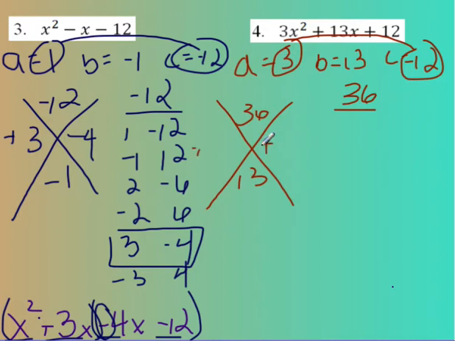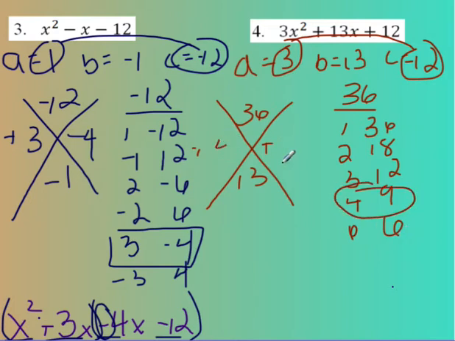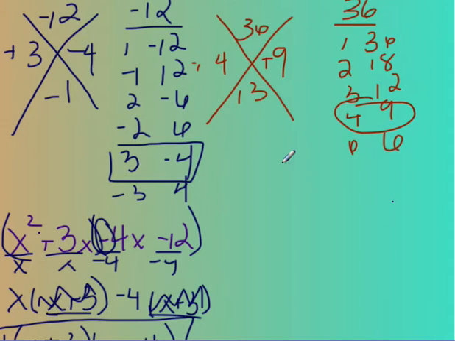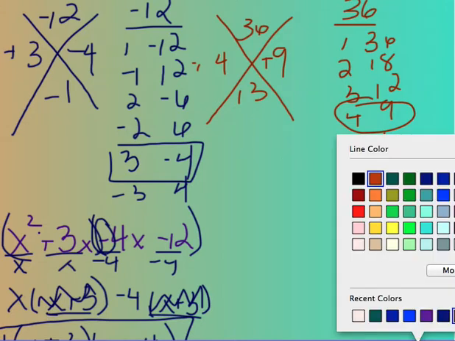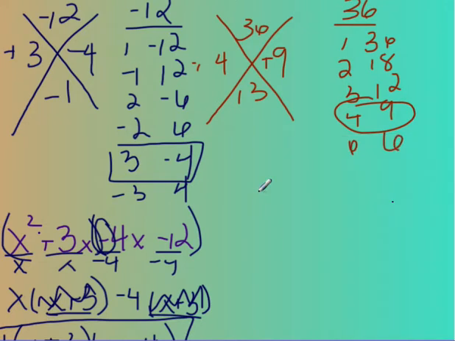So to multiply to 36: 1 and 36, 2 and 18, 3 and 12, 4 and 9, 6 and 6. So we want to figure out which of those add to 13, and that's going to be 4 and 9. So now we're going to use 4 and 9 to split up the b term. So to do that, we're going to have 3x squared, then plus 4x plus 9x plus 12.